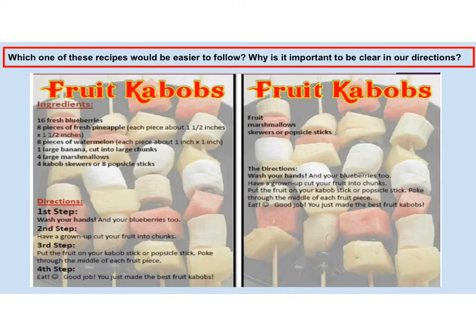So here I have 2 recipes for fruit kebabs. And my question to you is, which one of these recipes would be easier to follow? And why is it important to be clear in our directions? So I'll give you a couple seconds to look these over and think about which one would be easier.